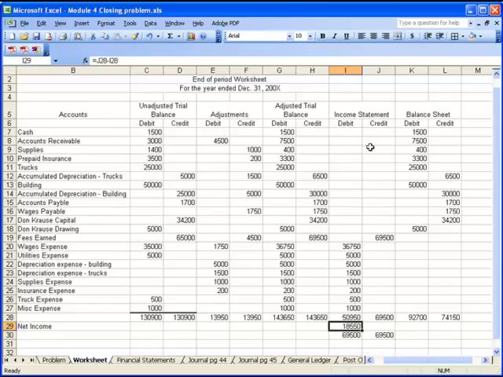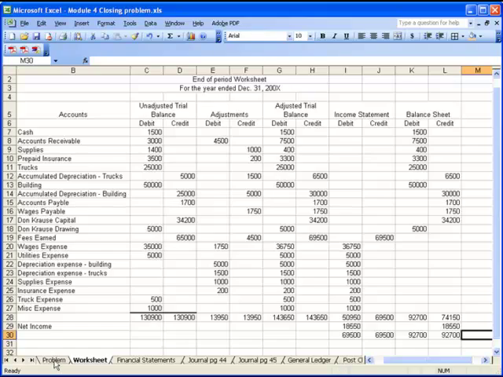And the rule is if it was a debit in the income statement column, it becomes a credit in the balance sheet column. So I'm going to put $18,550 here. And then if we total up our net income and our credits in the balance sheet, we find that it equals our debit balance in our balance sheet. And we've now completed our worksheet.